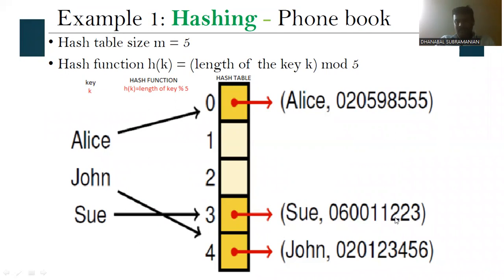For the next entry, the remainder value is 3. Then based on the 3, you can store the data in that particular memory location. This is how a hash key is generated in this methodology, using a key with the hash function h of k equal to length of key modulus 5, where 5 is nothing but the array size of the table.